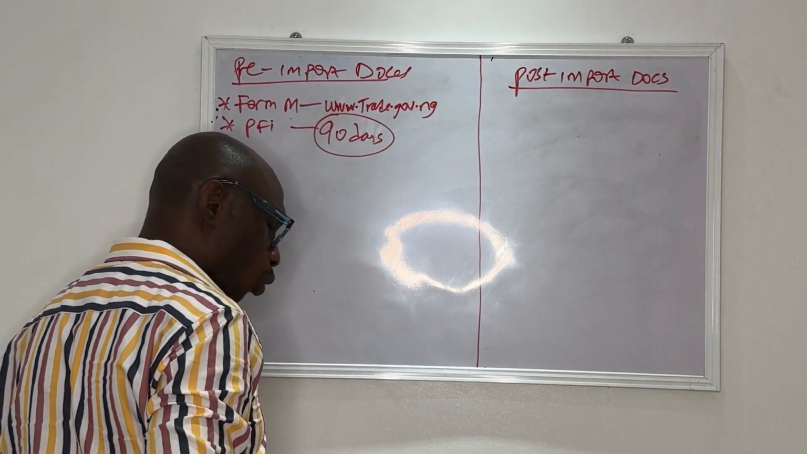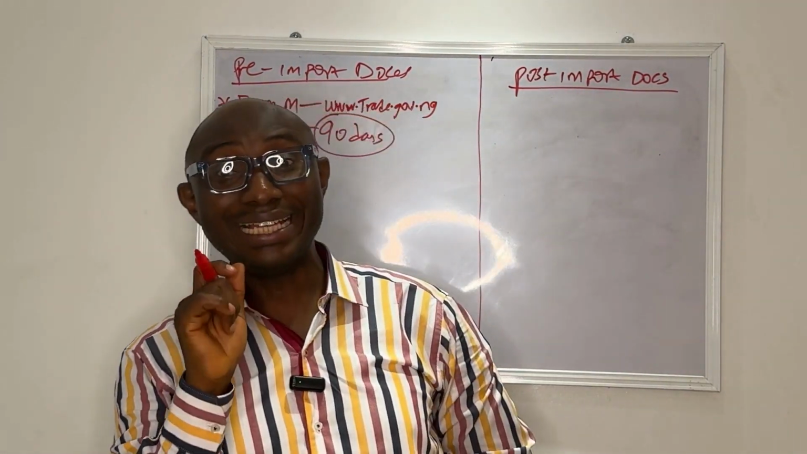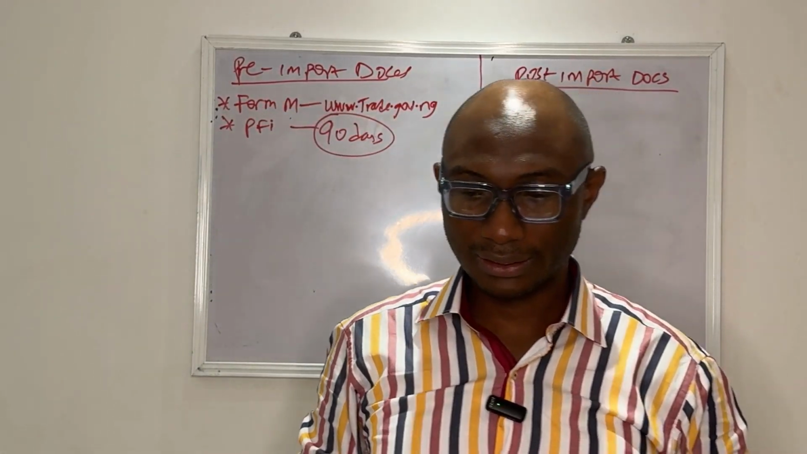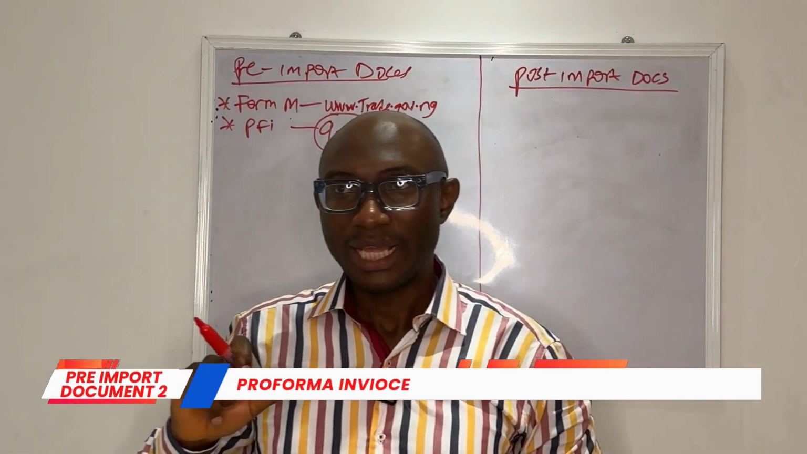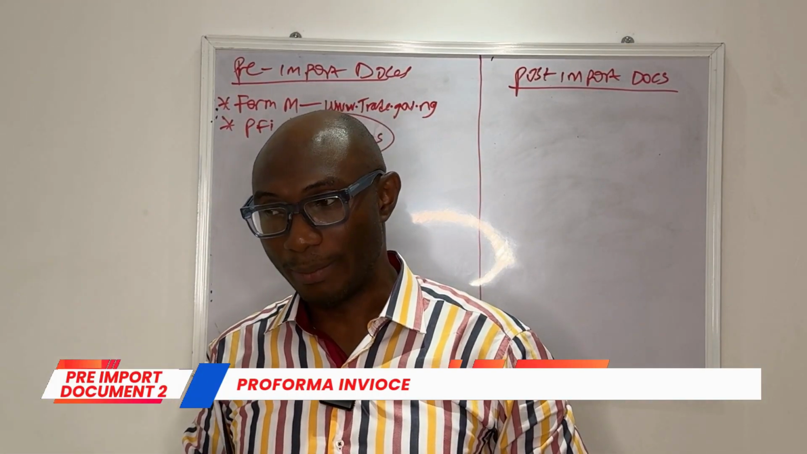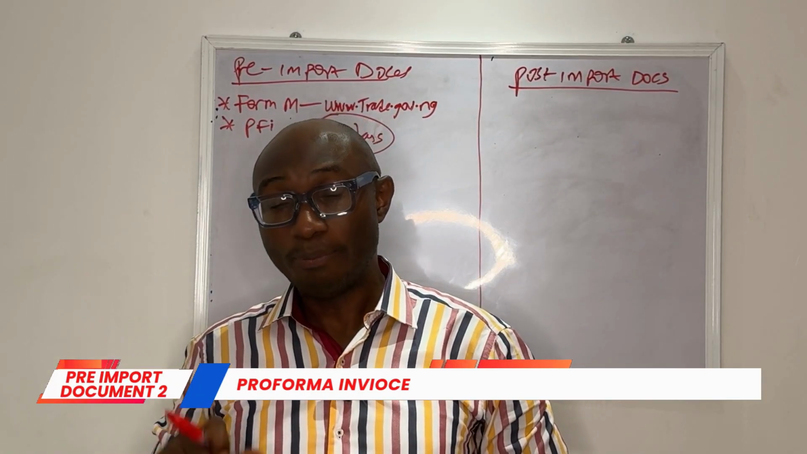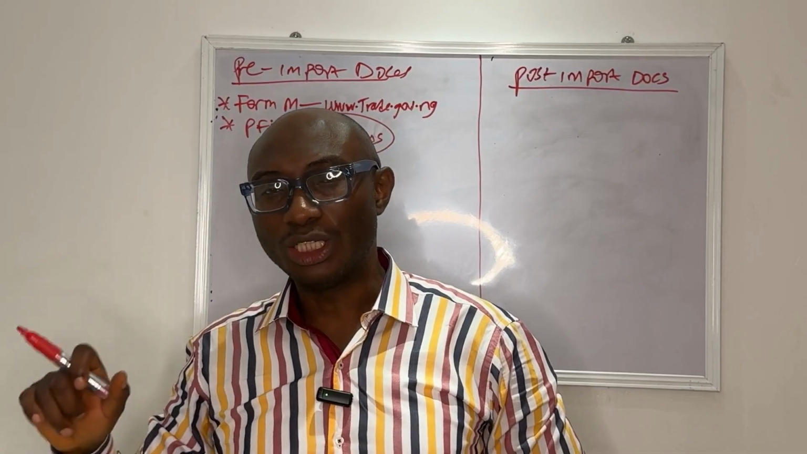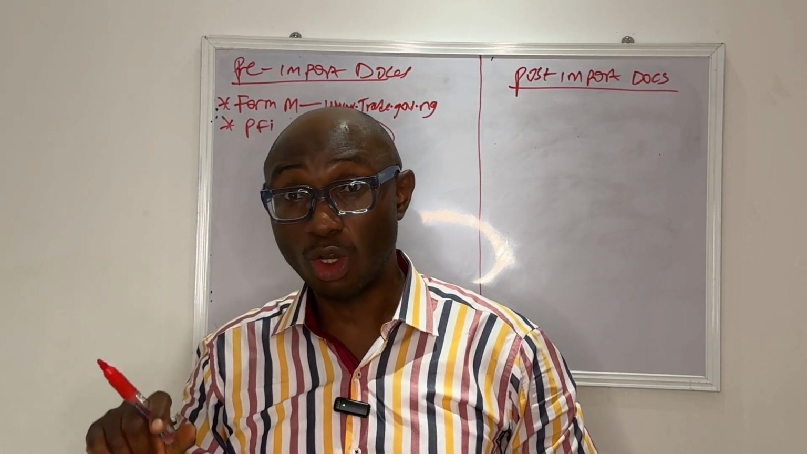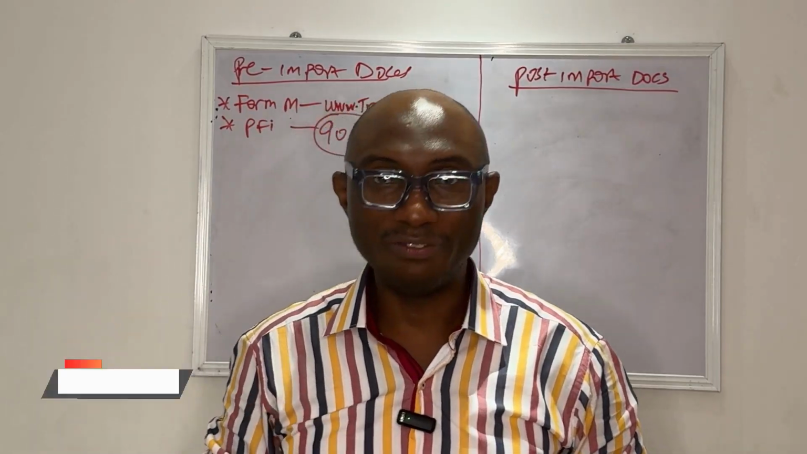What does that mean? If I got an invoice from a buyer and I don't use it in 90 days, the possibility that the price has changed in 90 days is high. So the idea is to ensure that you don't use what is called a stale invoice to process your Form M.